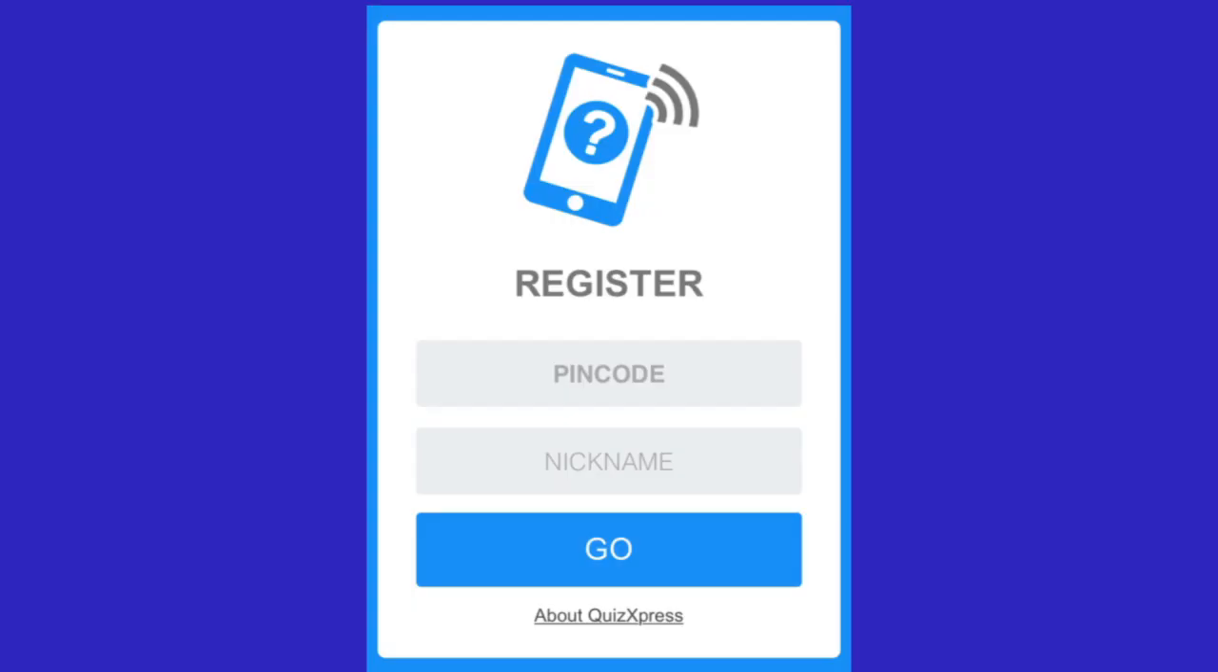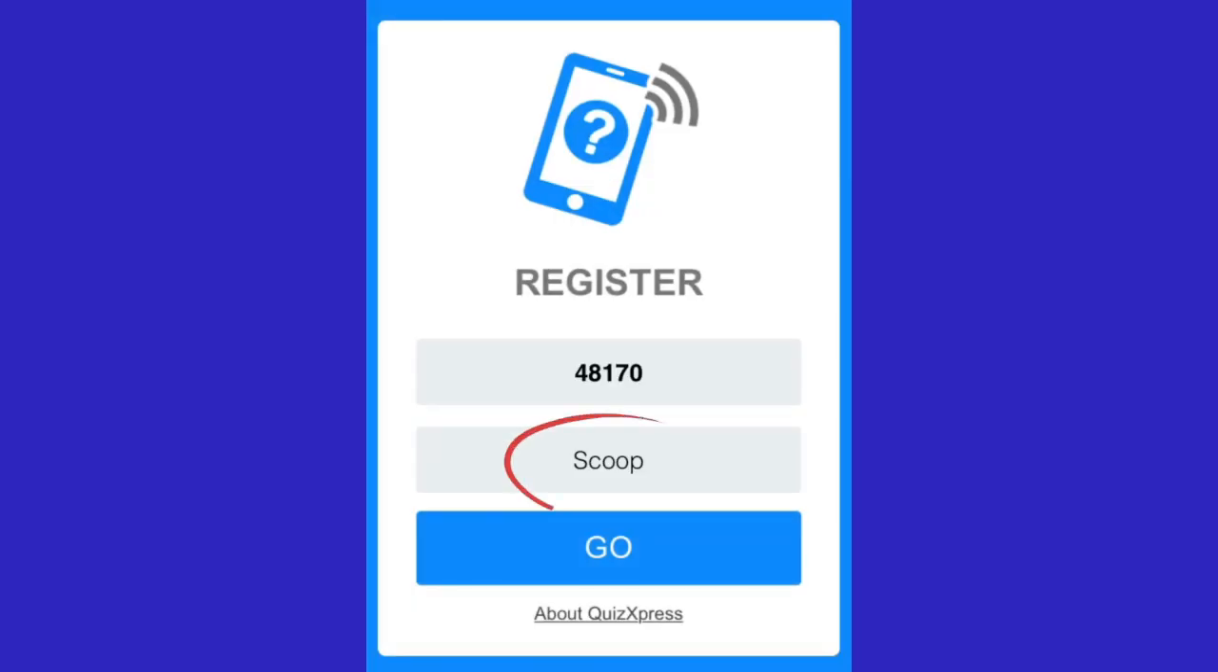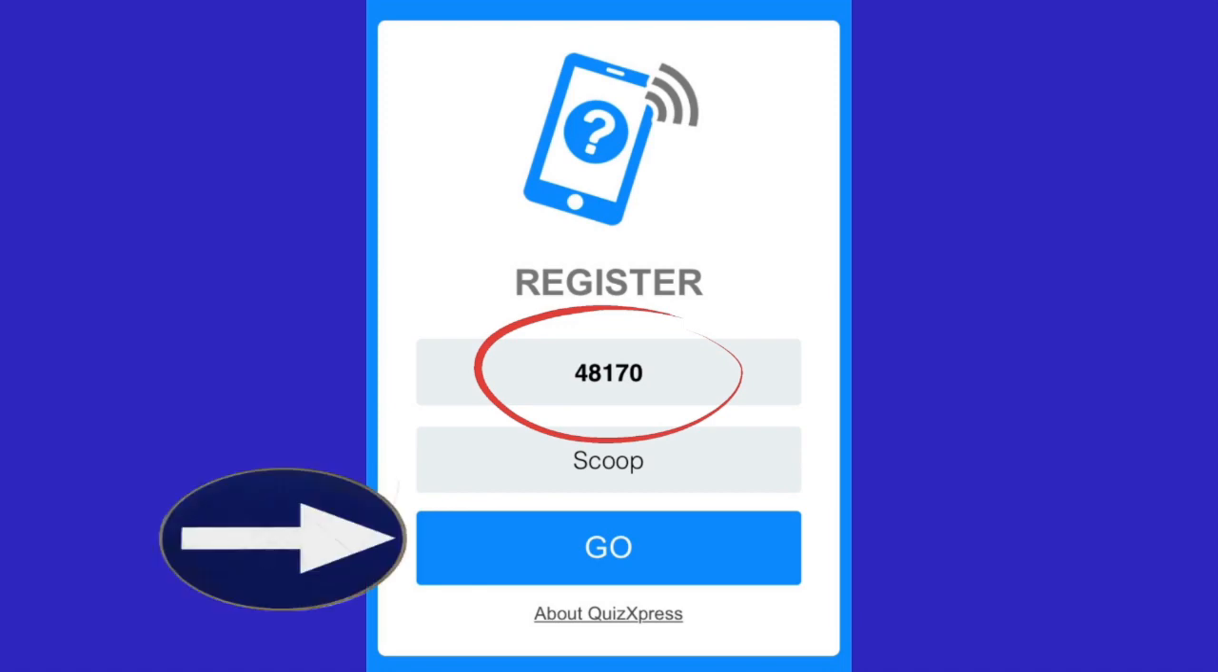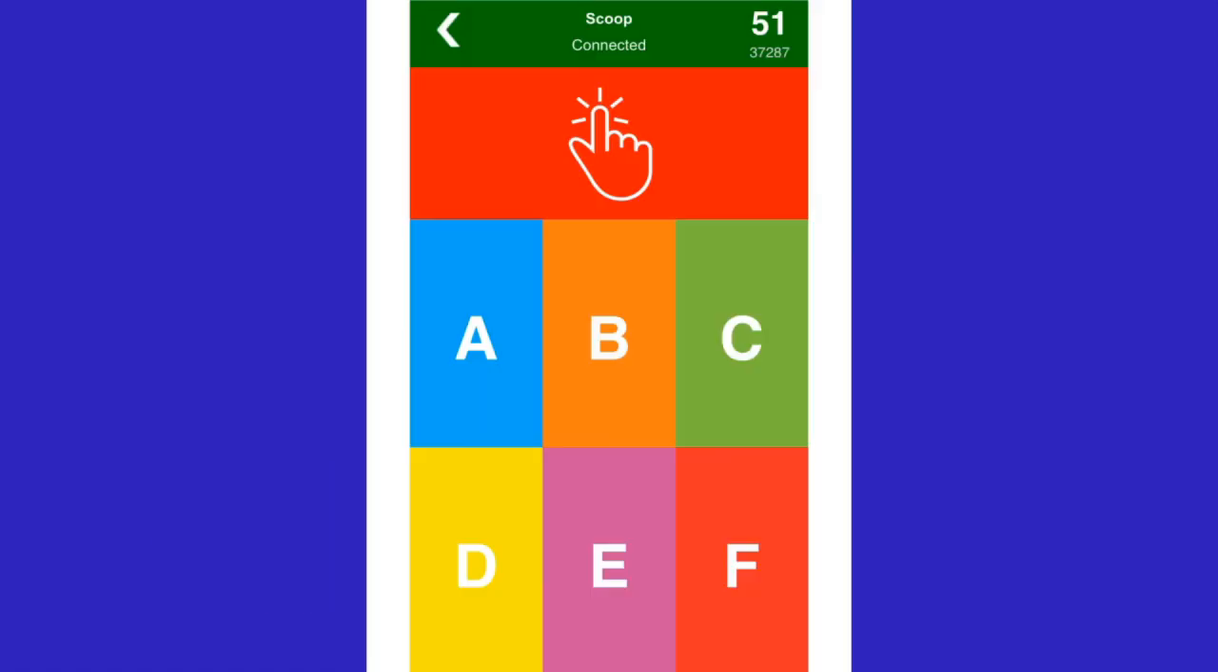You'll then see this page where you need to add your name as you want it to appear. And you need to tap in the PIN code shown on the live stream before pressing go in the blue box. Your keypad is now set up, but to activate it you'll either need to press the finger at the top of the screen or any of the letters.